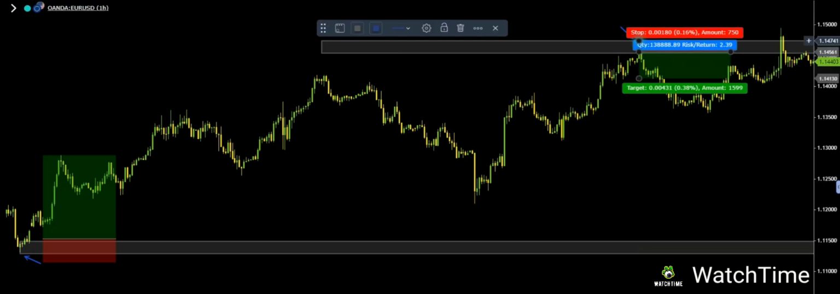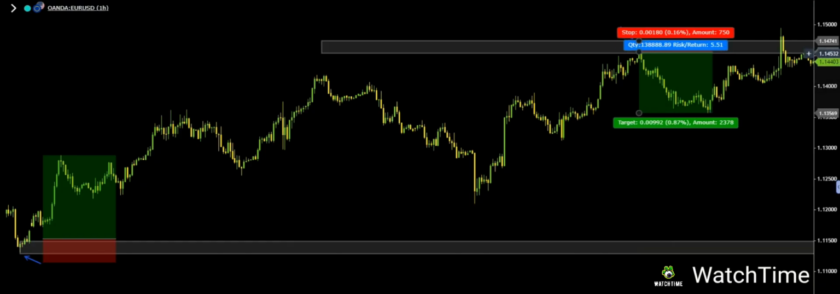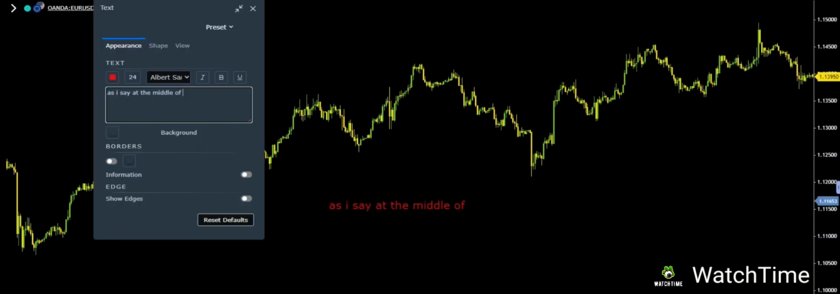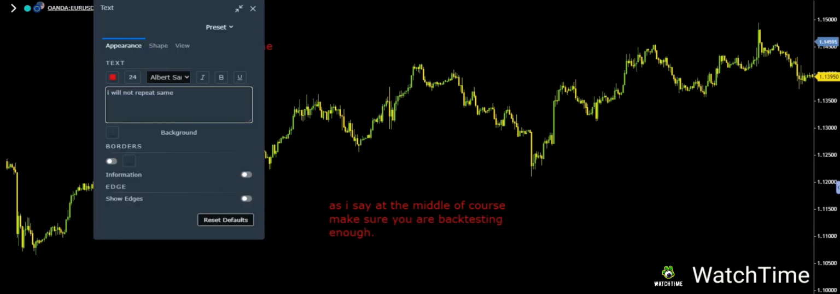Avoiding the trap: emotional trading. Many traders fall into the trap of emotional trading. When the market is moving fast, they see a zone, and they force an entry. Don't fall into this trap. When you spot a weak zone, don't chase it. You'll increase your risk, and that's when your win rate starts to drop.